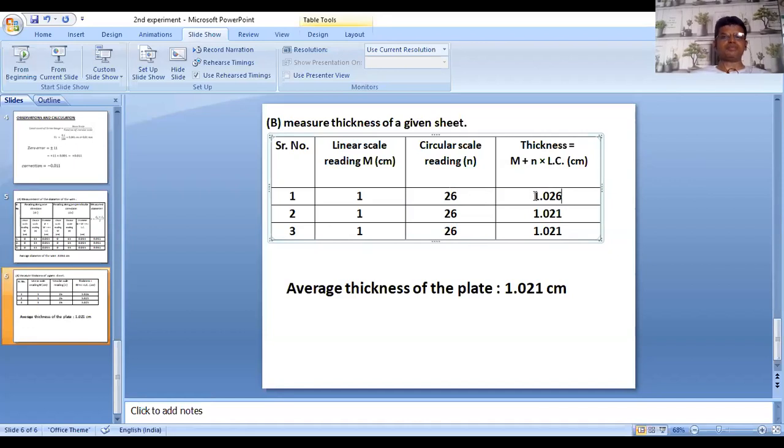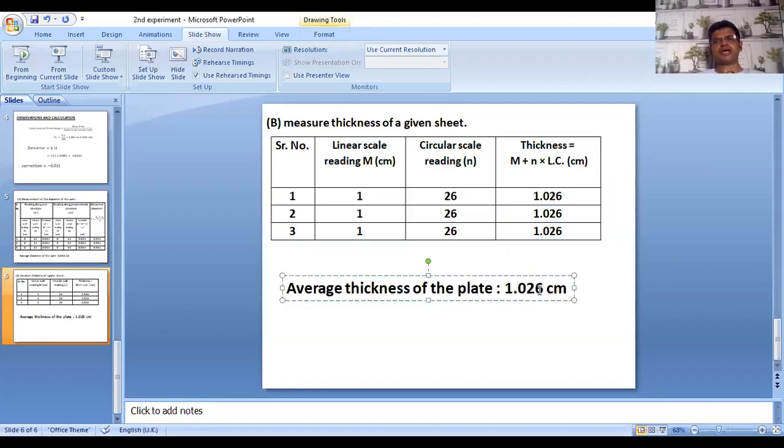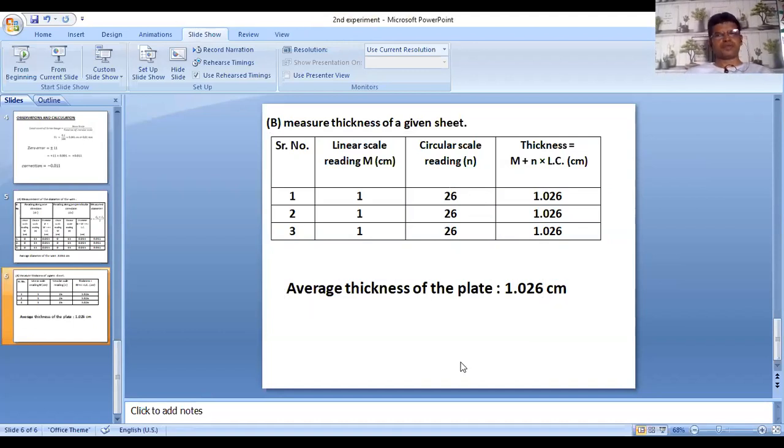1.026. Okay friends, so a very simple and very easy practical, whenever in the time of exam or when school starts, you will definitely see this live. So it is part B. So here a very easy practical is completed. Next time we are coming with the practical number third one.